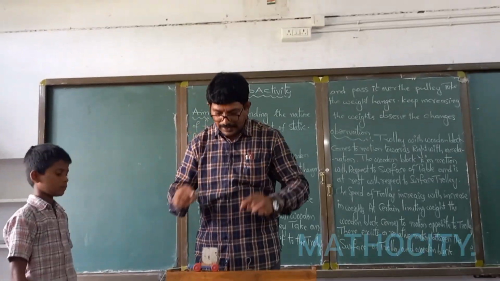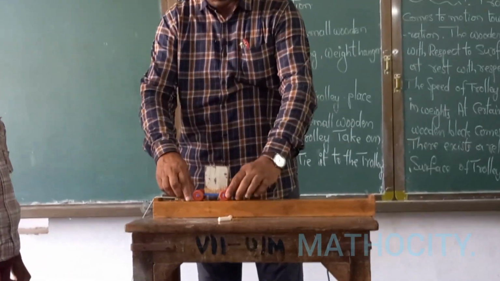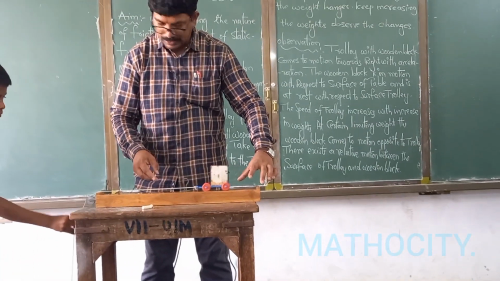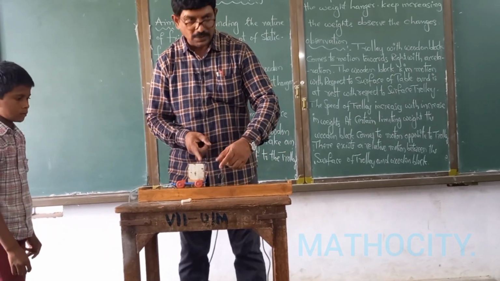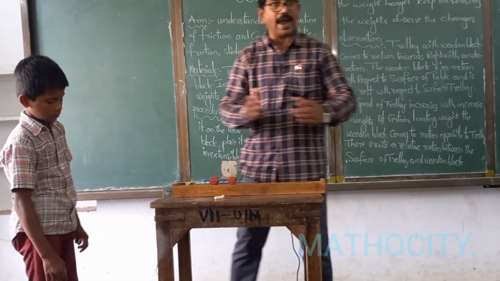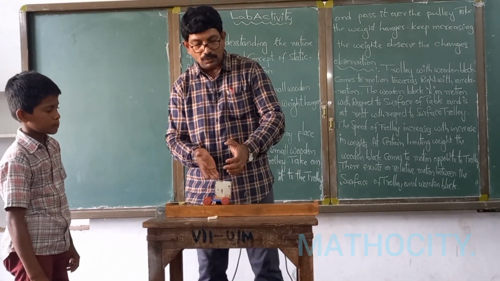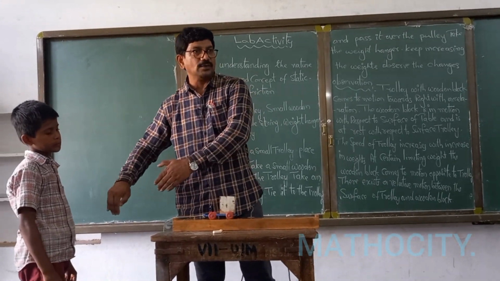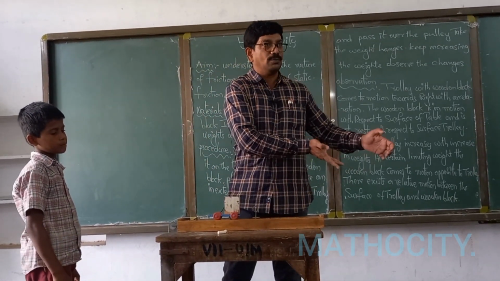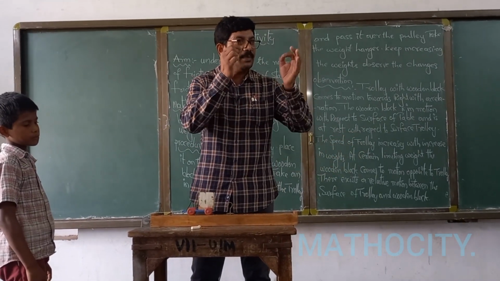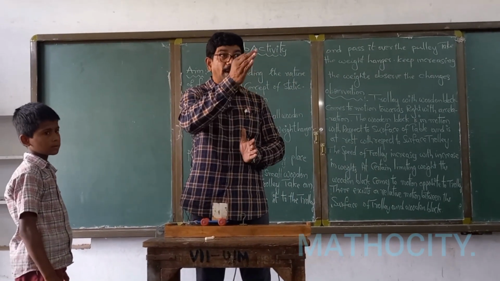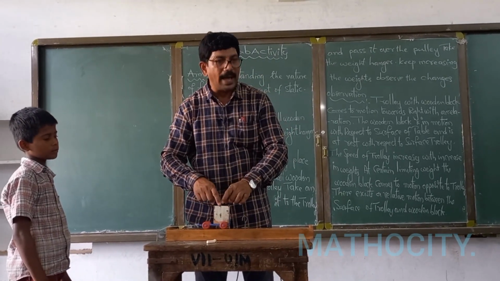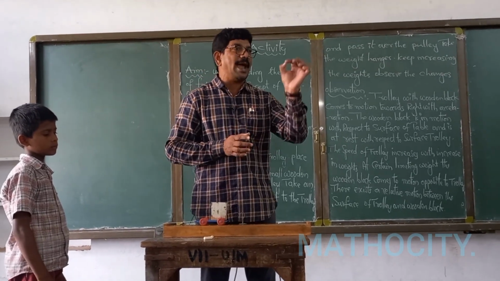Next one, another thing. If you observe the motion carefully, see this one, the block is moving in the opposite direction. When I add the weights, at a certain limiting weight, the wooden block moved in the opposite direction to the direction of motion of the trolley. When the trolley moves to the right side, the wooden block moved to the left side. At that limiting weight, at that particular point, the frictional force present between the wooden block and the trolley is what we call static friction.